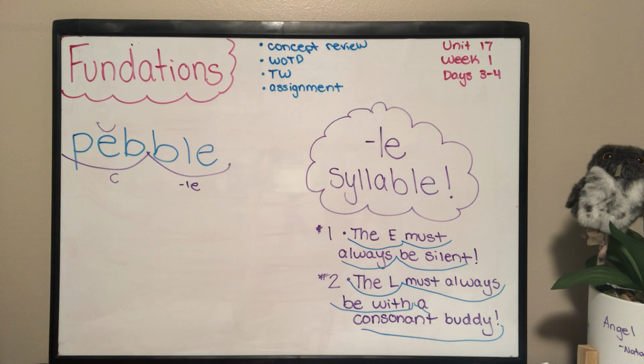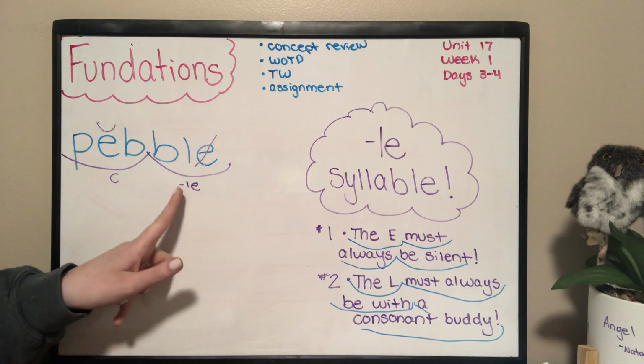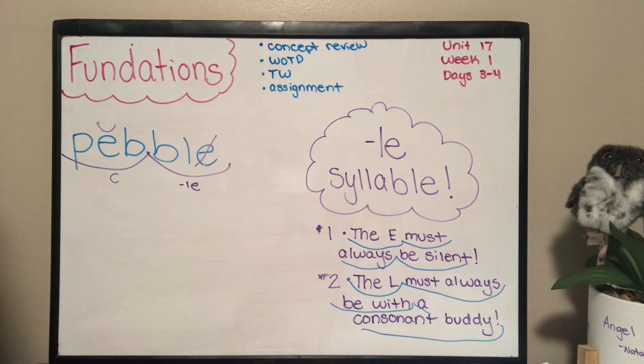How do I mark up an L-E syllable? Ooh, tricky, right? Friend, all I have to do is cross out the E. That's it. How easy. I think L-E syllables are my favorite to mark up. All you do is cross out the E, make sure the L-E is at the bottom, and that is it. Cool. Awesome.